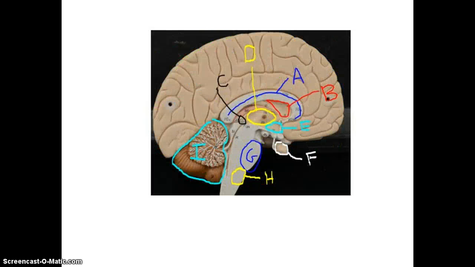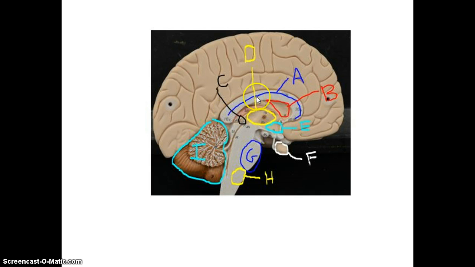Now when we look at a cross-section of the brain, it looks something like this. I'm going to go through each of these structures. This is the corpus callosum. It's marked with the blue. Right below that is the lateral ventricle. And then we have the thalamus. Below that we have the hypothalamus. Below that we have the pituitary gland. Down here in the brainstem we have the pons and the medulla oblongata. And up here behind the thalamus we have the pineal gland. Back here is the cerebellum.